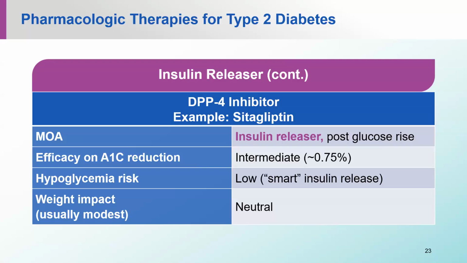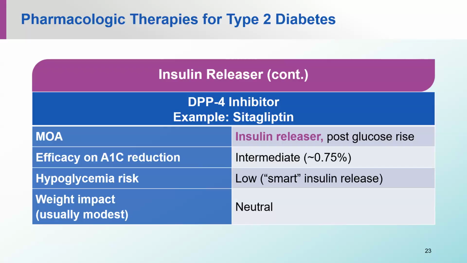DPP-4 inhibitor, sitagliptin, is one example that happens to be trade name Januvia. And this was the first smart insulin releaser that came to market. And the effect on A1C is intermediate, about 0.7%. It's just not as potent as the other meds that I've just rattled through. But remember, it often is an add-on med and it's not the solo first line med, so that might have something to do with it.